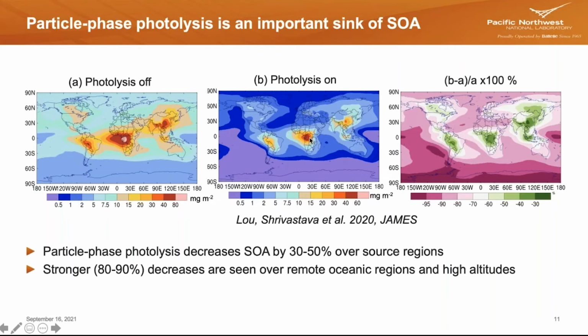And then in another simulation, we have photolysis on. Now these particles can get lost by photolysis reactions, and you see a substantial decrease in SOA. The decrease is maybe 30 to 50% over the source regions, but over the remote oceanic and high altitude downwind regions, you see much stronger decreases of 80 to 90%. And this is really important. But the key question here is which of these treatments is actually more consistent with measurements.